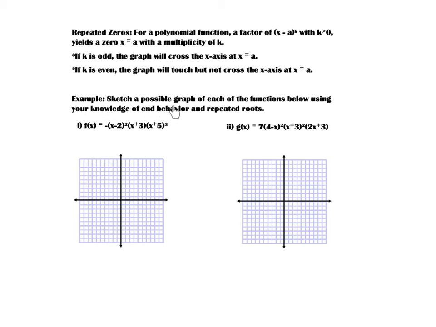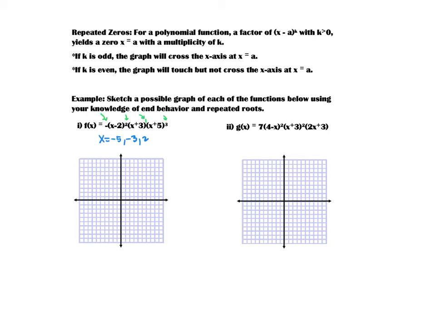So let's sketch a possible graph of each of the functions below using your knowledge of end behavior and repeated roots. So where would my x-intercepts be for f of x? They would be at x equals -5, -3, and 2. What would my end behavior look like here? Well, I've got a negative value, which would be on the leading term. And notice I've got a 2 here, a 1 here, and a 3 here.